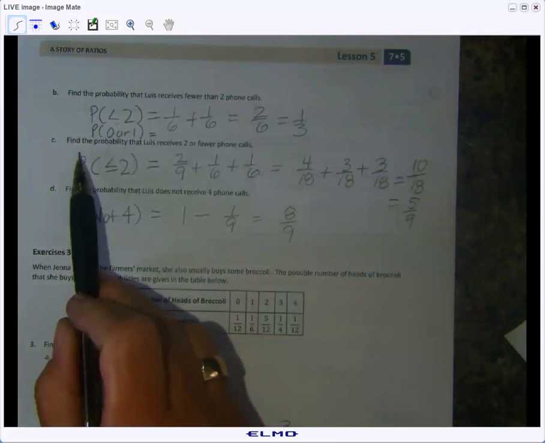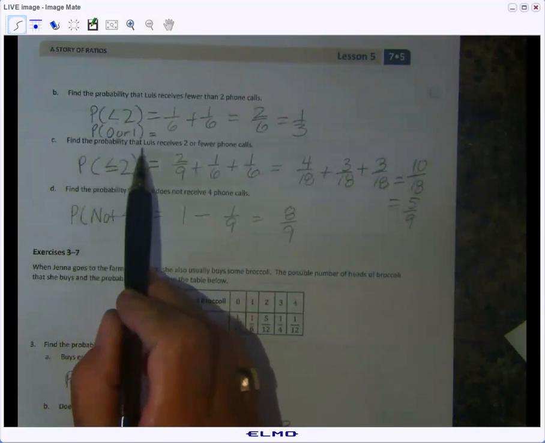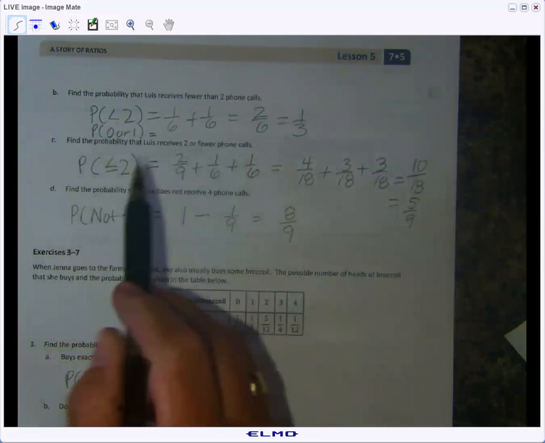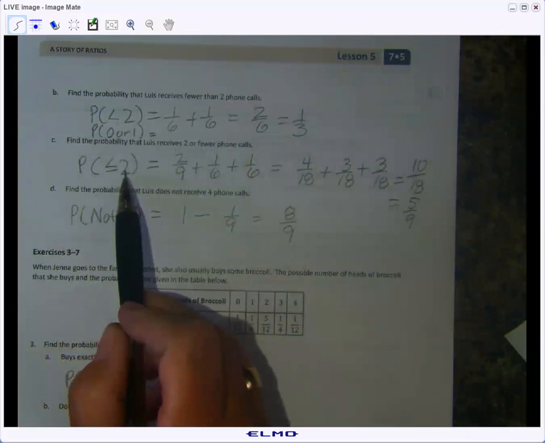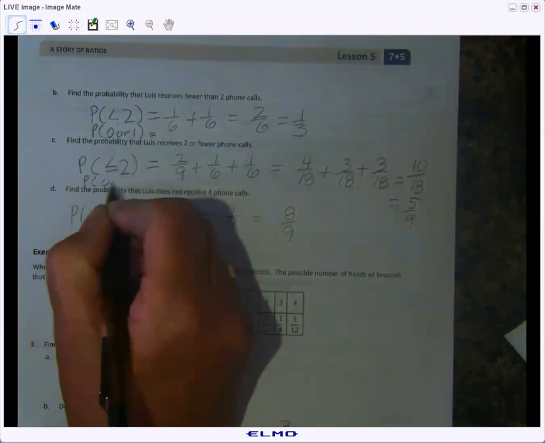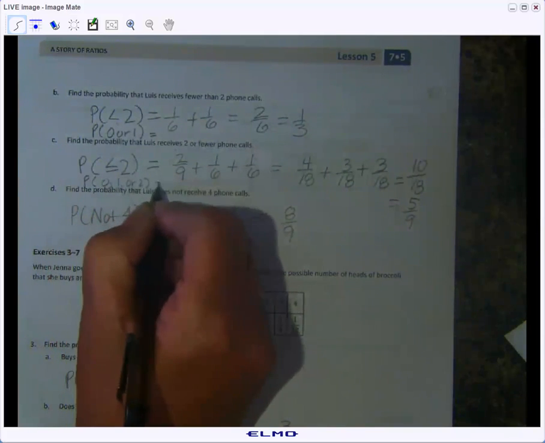And then this just changes slightly. Find the probability that Lewis receives 2 or fewer. So I wrote less than or equal to 2, but you could also write the probability of 0, 1, or 2.